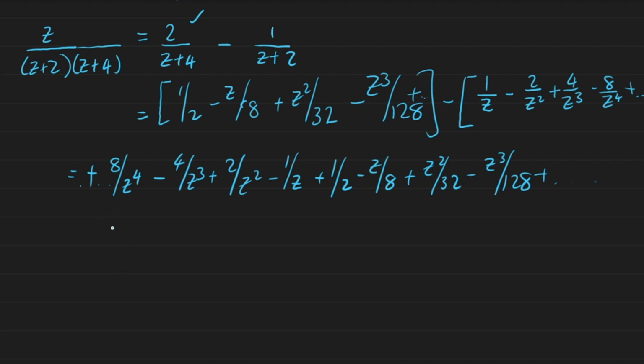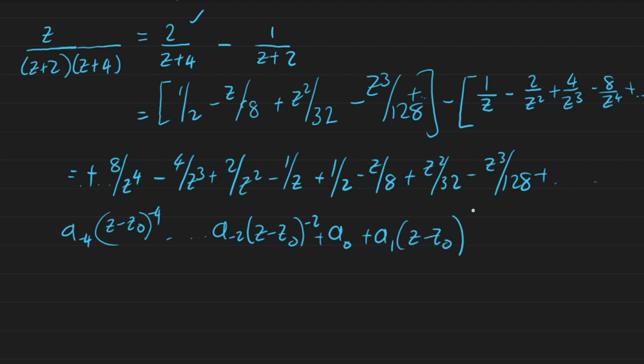This term would correspond to (z minus z naught) to the minus 4 times a minus 4, and so on. And here we would have a minus 2 times (z minus z naught) to the power minus 2. And then this term here would correspond to a naught. Then we would have a1 times (z minus z naught) to the power 1, plus a2 times (z minus z naught) to the power 2. We can see that these terms correspond like that.